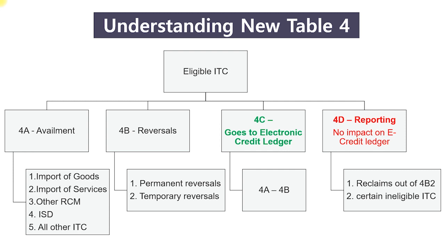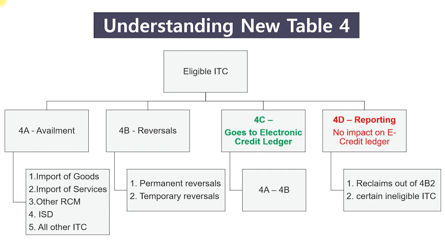Now further, 4A has 5 segments. We all are aware and used to it, but just for a quick glance, we have 5 segments under 4A: import of goods, import of services, other RCM than these two above, then input service distributor related credits, and finally 4A5 we have all other ITC. Now with the new reporting format in 4B, the permanent reversals which we are not going to reclaim should be reported in 4B1, and the temporary reversals which we are going to reclaim in future, we have to report that in 4B2.